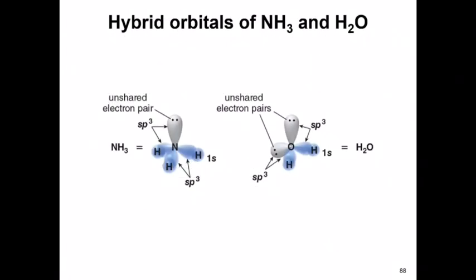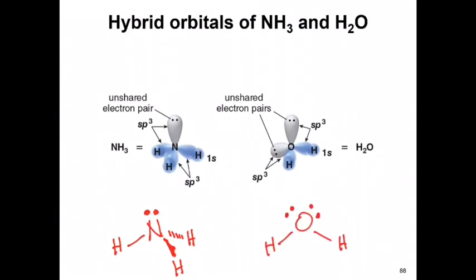Here's an example for ammonia and water. And here's the Lewis structure for both ammonia and water, just so you can see it a little bit better. The central nitrogen atom contains a total of 4 electron groups. We have 1, 2, 3, and 4. And so because it contains 4 electron groups, the bonds are all sp3 hybridized.